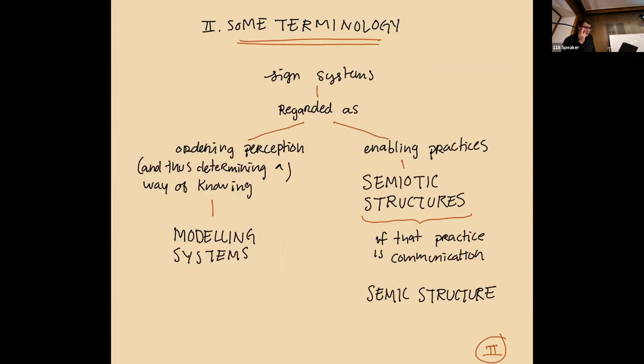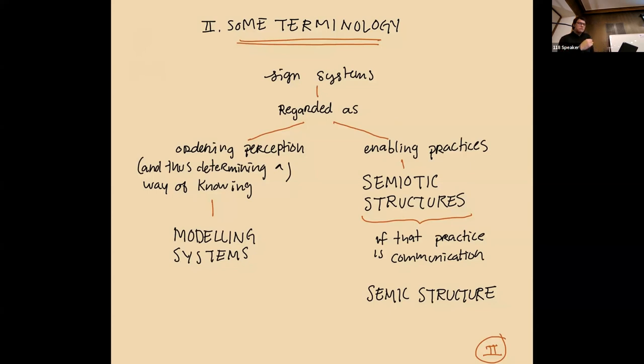I will refer to modeling systems as any sign system inasmuch as it is regarded as having as its main aim the ordering of perception. Now, inasmuch as a modeling system is a sign system, it will determine a way of knowing things. And because of this, I think it's not so wrong to put an emphasis on perception, because I subscribe to the position in which knowledge begins in sense perception.